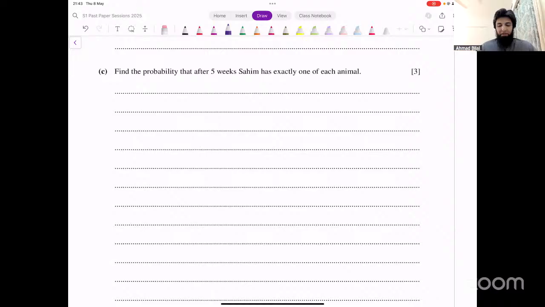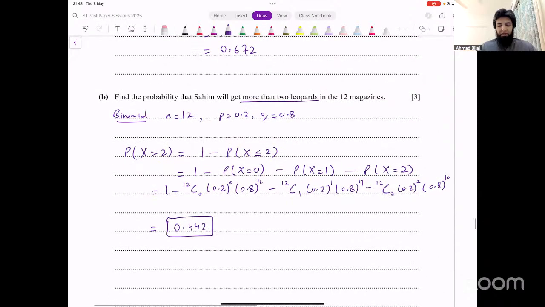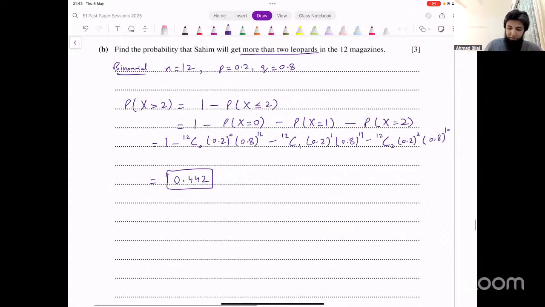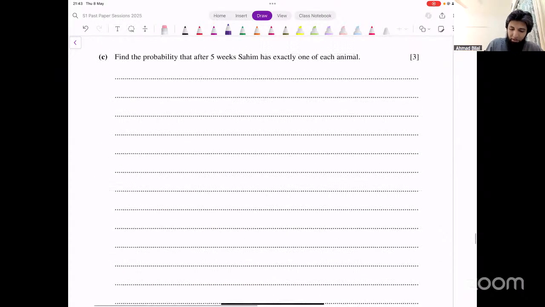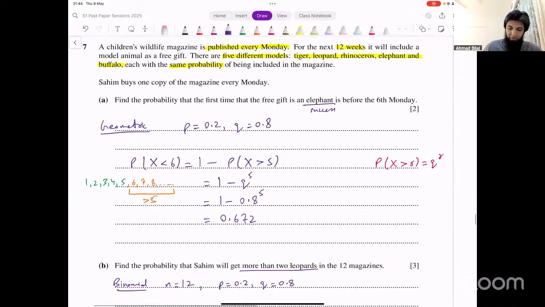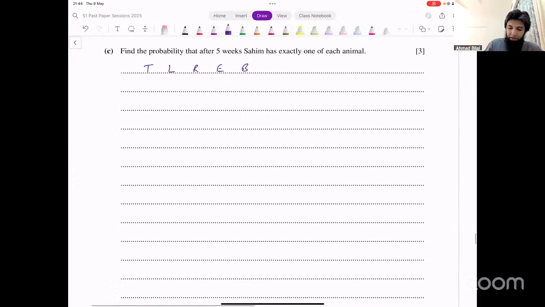So whatever those 5 animals are, T, L, R, E, and B, let's write them down. These are the 5 animals. All of them have equal probabilities. We want the probability that after 5 weeks, he has exactly one of each animal. So we want all 5 of these.